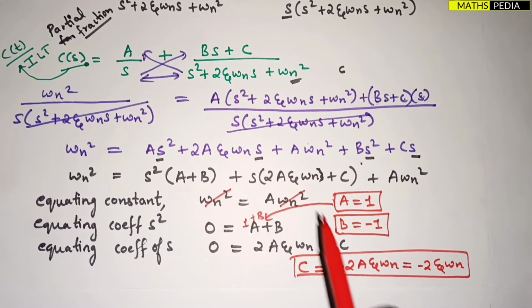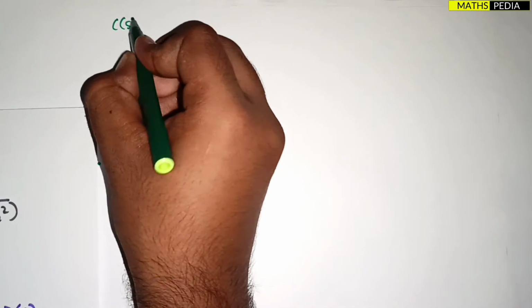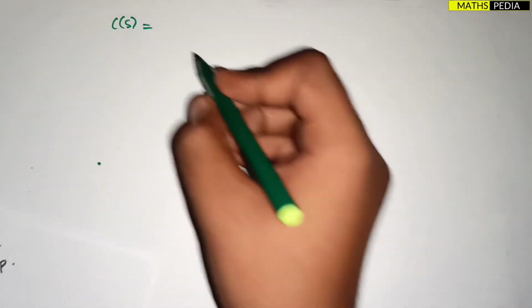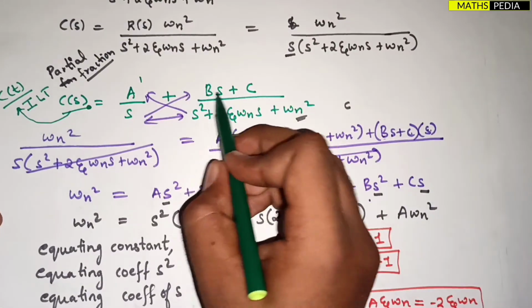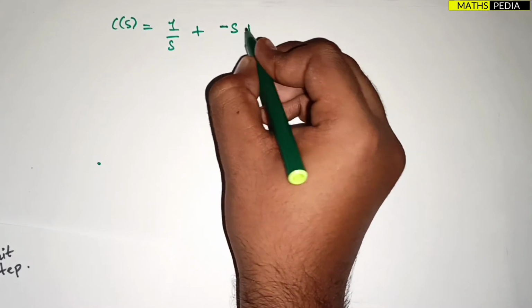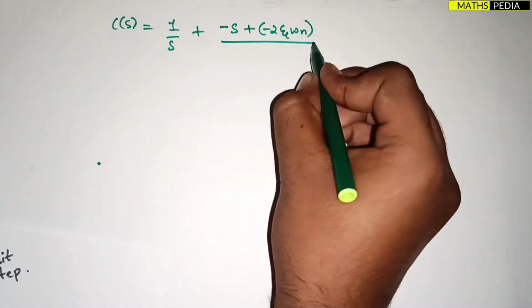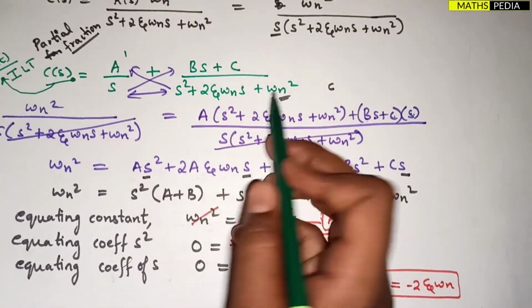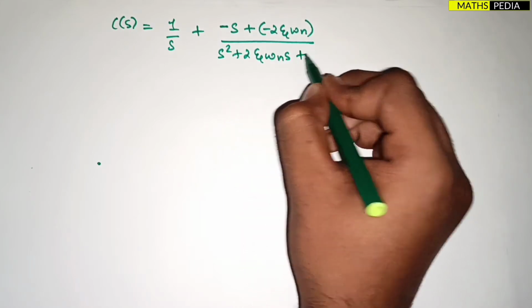Now what I have to do? I have to put it back into this equation, C of s equation. So what happens? C of s will become what? See here, a by s. What is a value? 1. So it will become 1 by s plus bs plus c. What is b value? It is minus 1. So it will be minus s plus c value, minus 2 zeta omega n, divided by this whole thing. So s square plus 2 zeta omega n s plus omega n square.